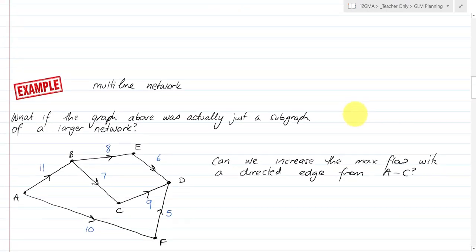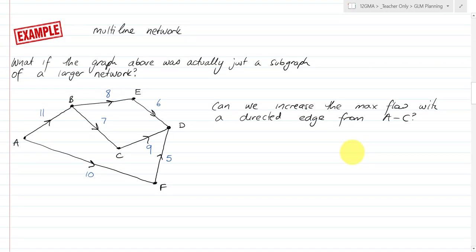Second example, multi-line network. What if the graph above was actually just a subgraph of an even larger network? So this is a kind of complex familiar question you might get. Can we increase the maximum flow with a directed edge from A to C? Now realistically, you've already done the analysis to this question. So what if we had a direct edge there? Can we increase the flow?